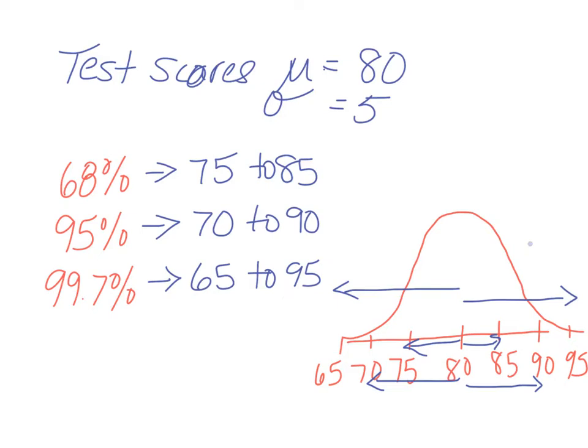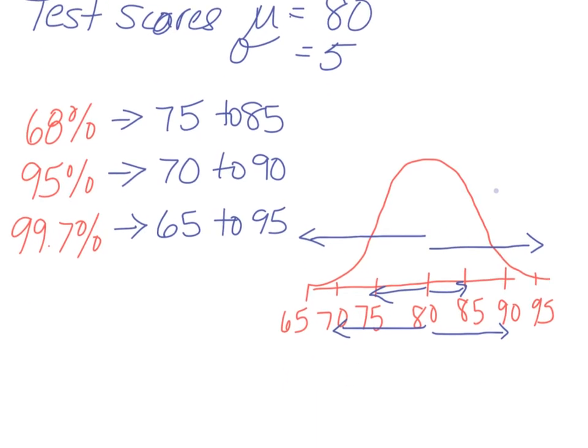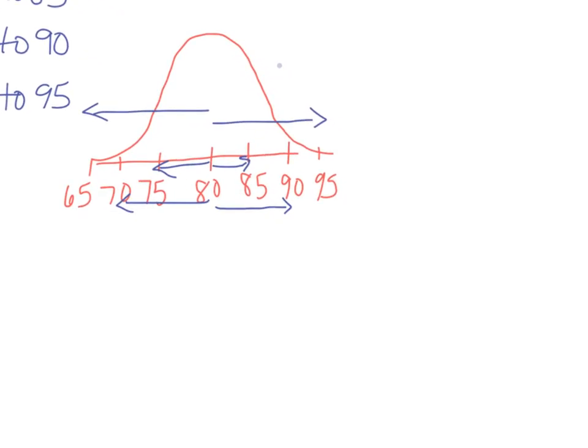Now, keeping that chart in mind, what we're going to do is answer a few questions. All right, so what percent of the data is between a score of 75 and a score of 90?